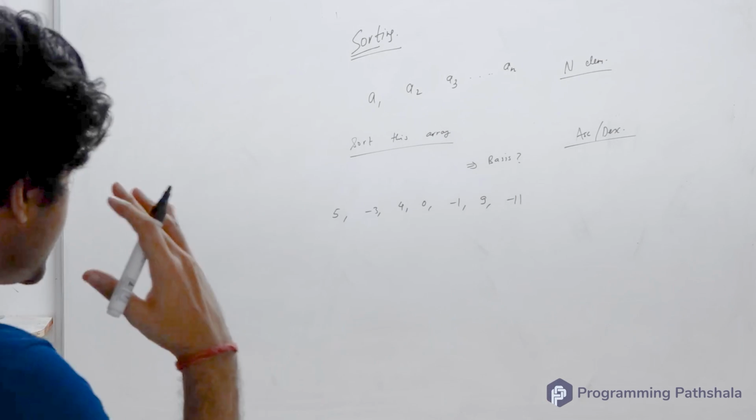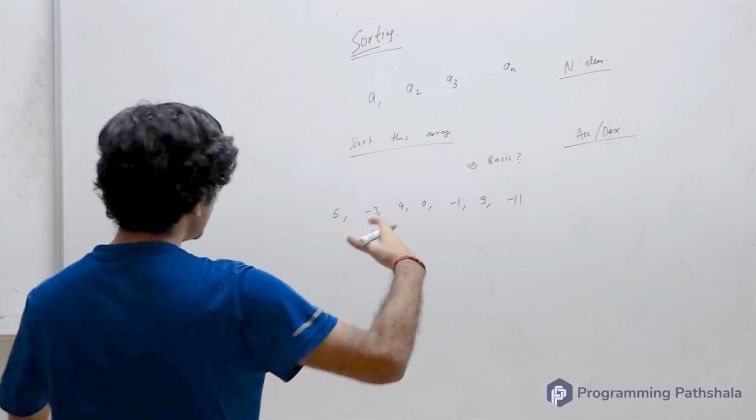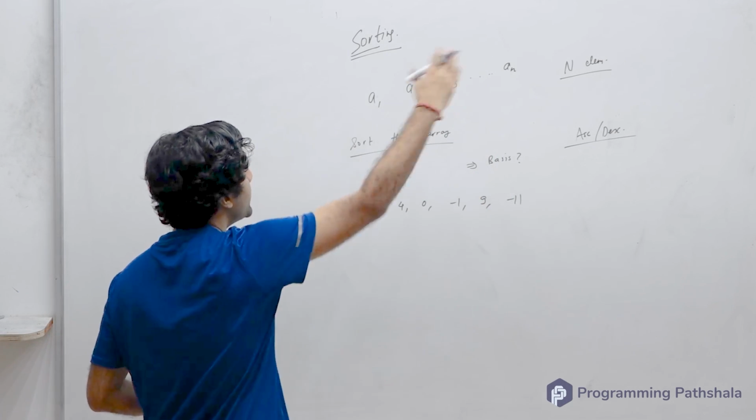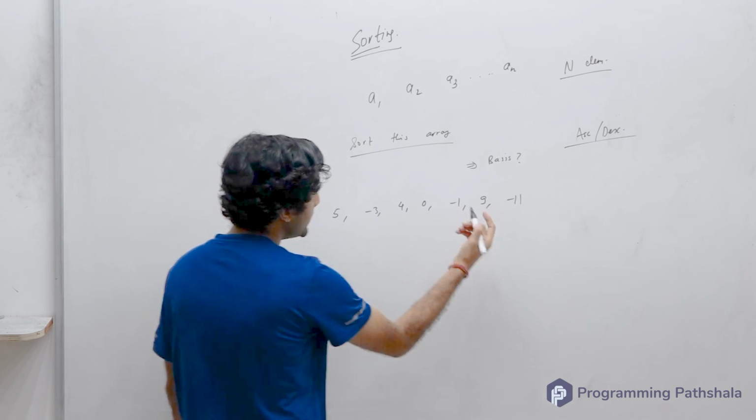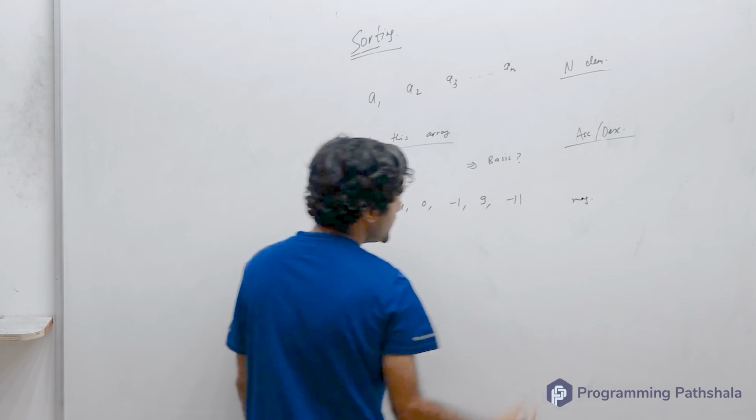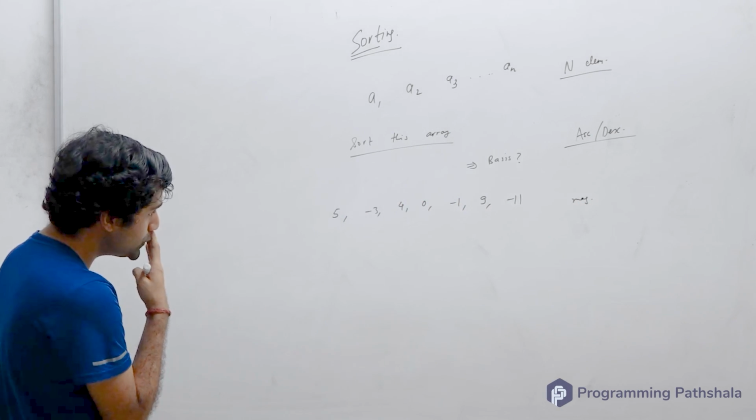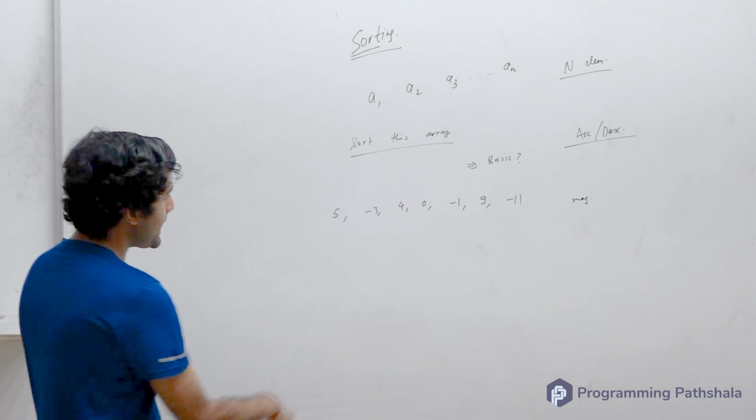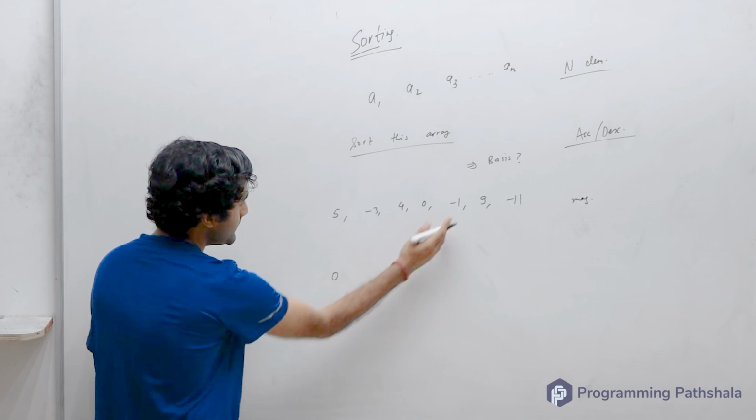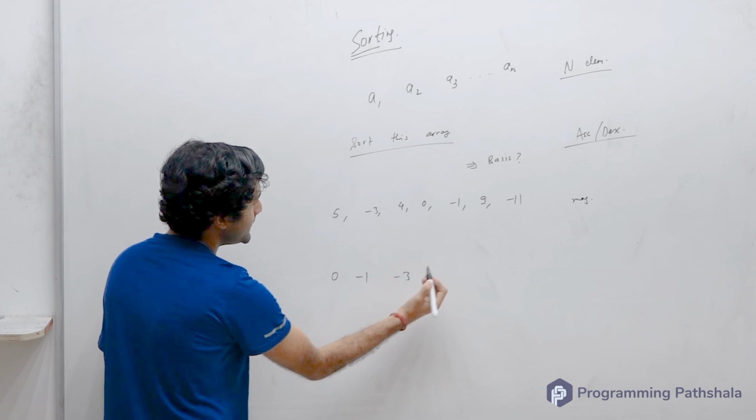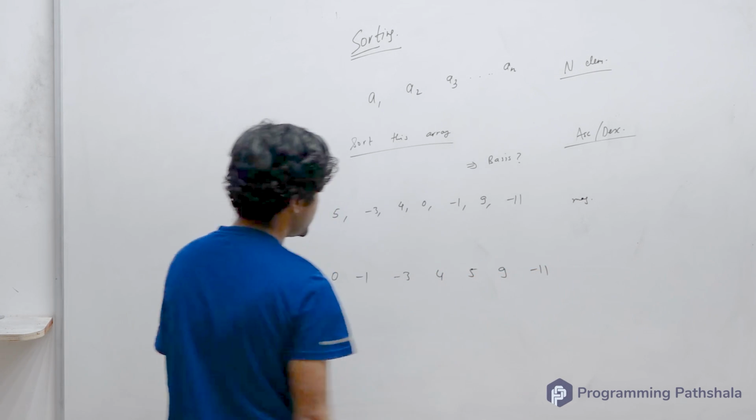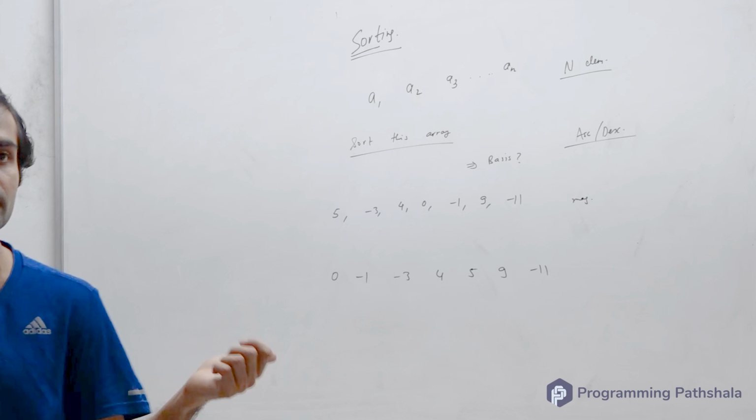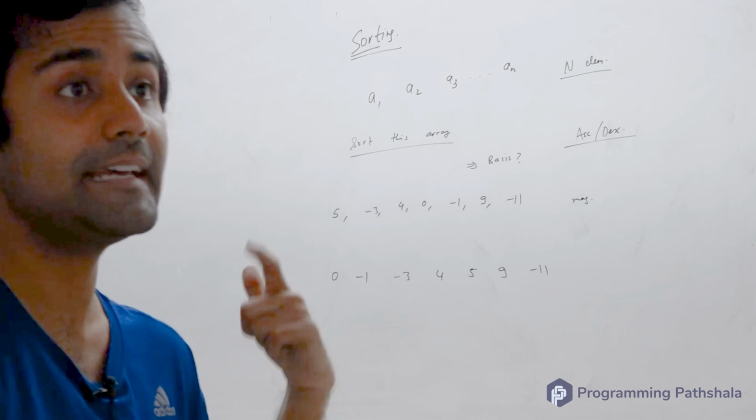Generally the misconception that we have in our brain is that if you have to sort something, it should be in increasing order or decreasing order. No, that doesn't make sense. Somebody can ask you to sort them based on their magnitude. So if somebody asks you to do that, then the lowest magnitude is of 0, then minus 1, then minus 3, then 4, then 5, then 9, and then minus 11. Is it clear to everyone? Did everyone understand it? Yes.